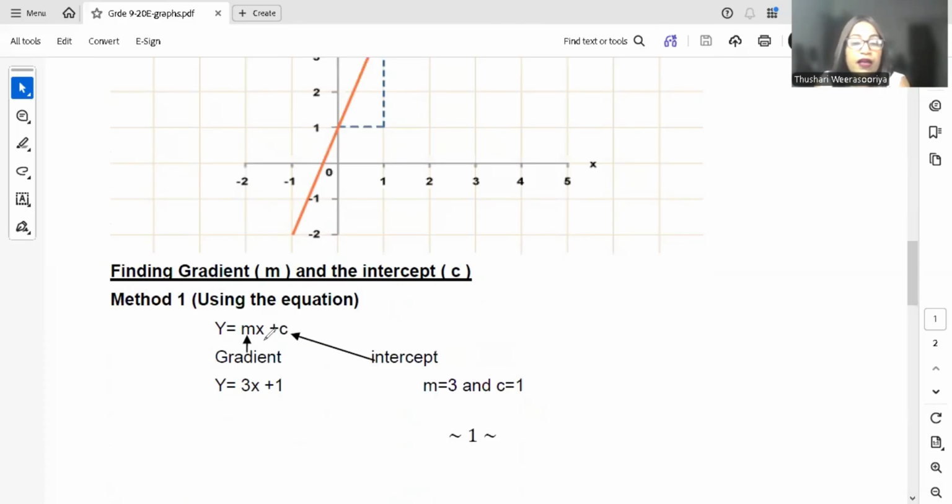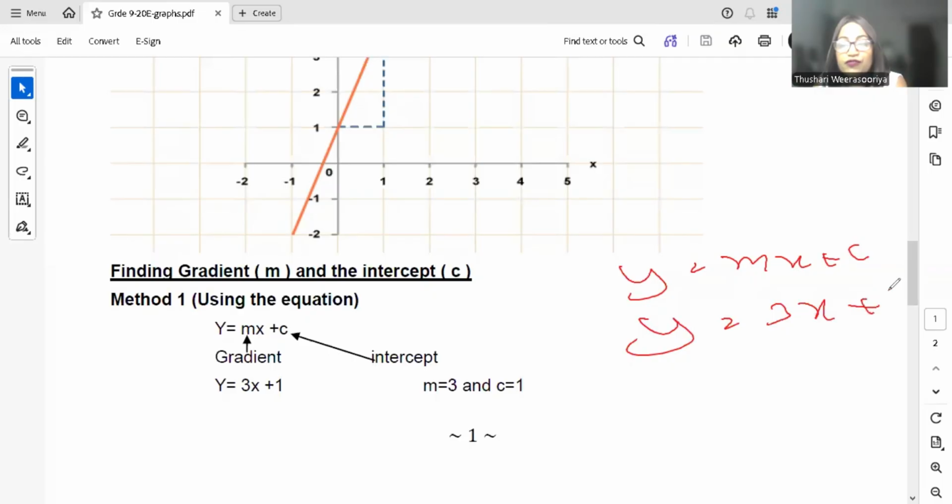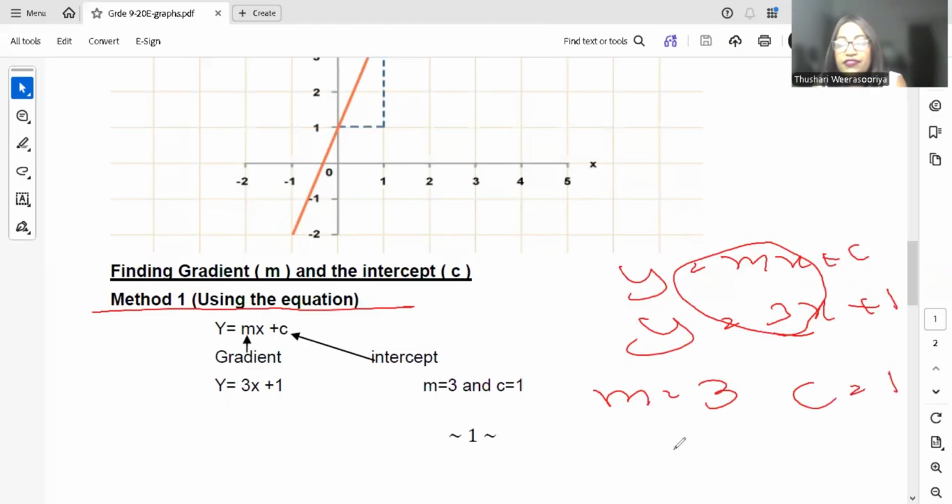Now our general format is y equals mx plus c. Then we'll write according to that. Our equation is y equals 3x plus 1. The first method is very easy, by using the equation. You take m equals 3, matching these, then c equals 1. Very easy, that's m and c. I'll give another example.